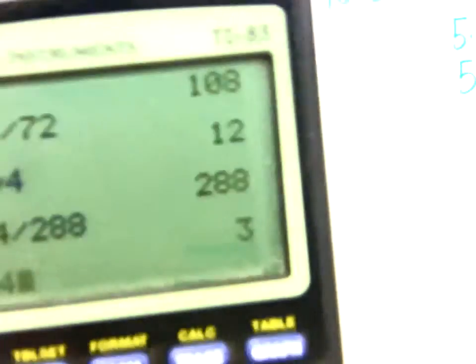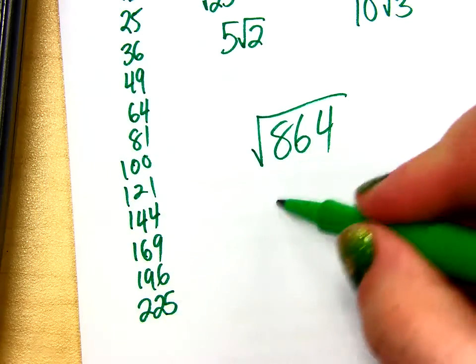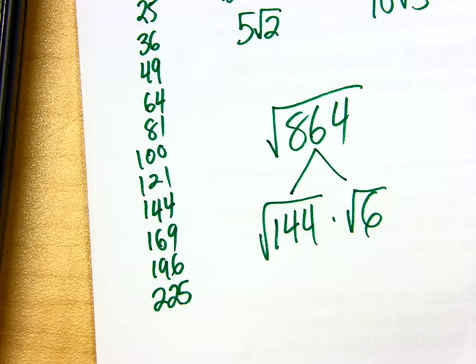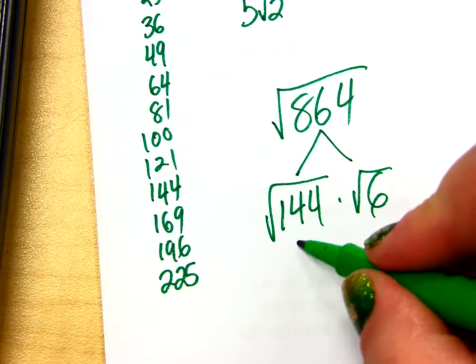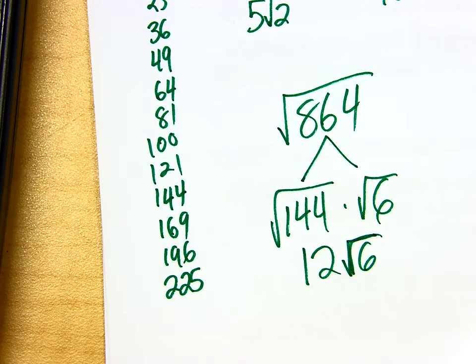144. Yes, 864 divided by 144 leaves me with a 6. There it is. 144 and 6. So although 288 and 3 go in, 288 is not a perfect square, so it's not going to help me. But 144 is. So I get 12 root 6. Okay, so you kind of remember doing this at some point in your life? Simplifying square roots? Maybe a little bit?